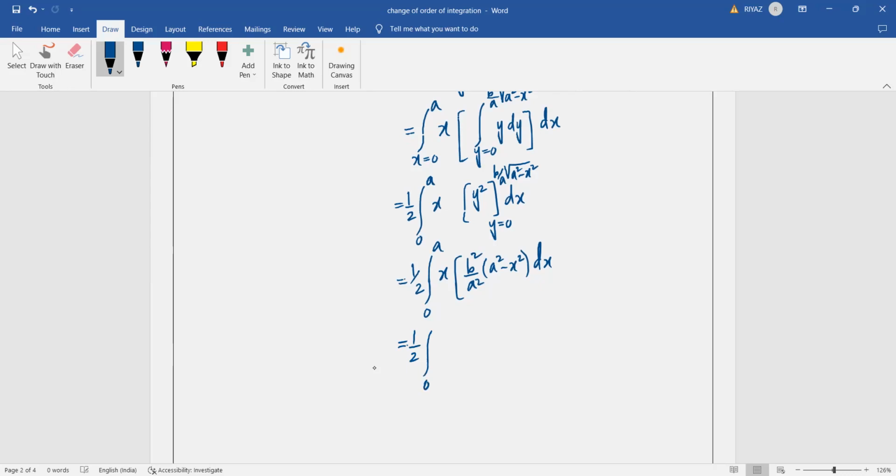This is of course 0 to a, no need to mention. This is x. If I am multiplying, this a square cancels. b square minus this value will go to this side also. So b square by a square into x square, again into dx. In the next step, what I will do? I want to multiply this with this as well as with this.